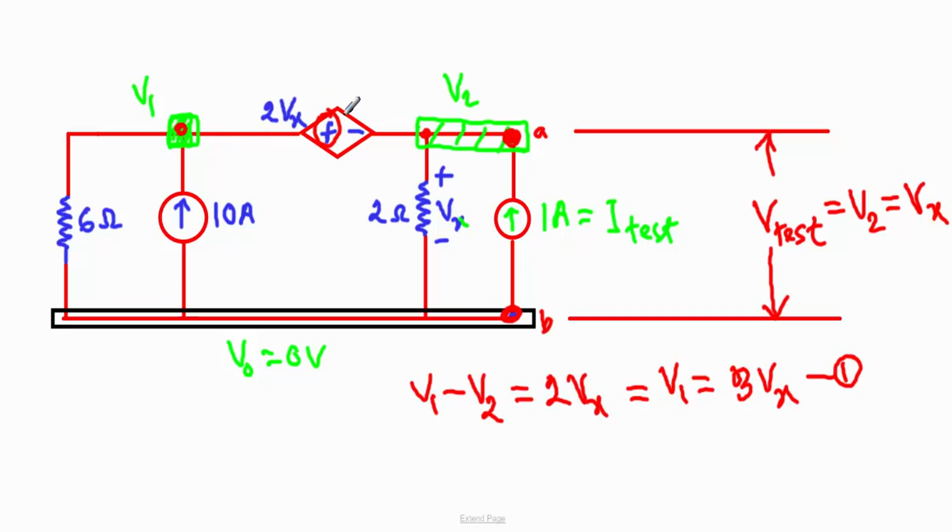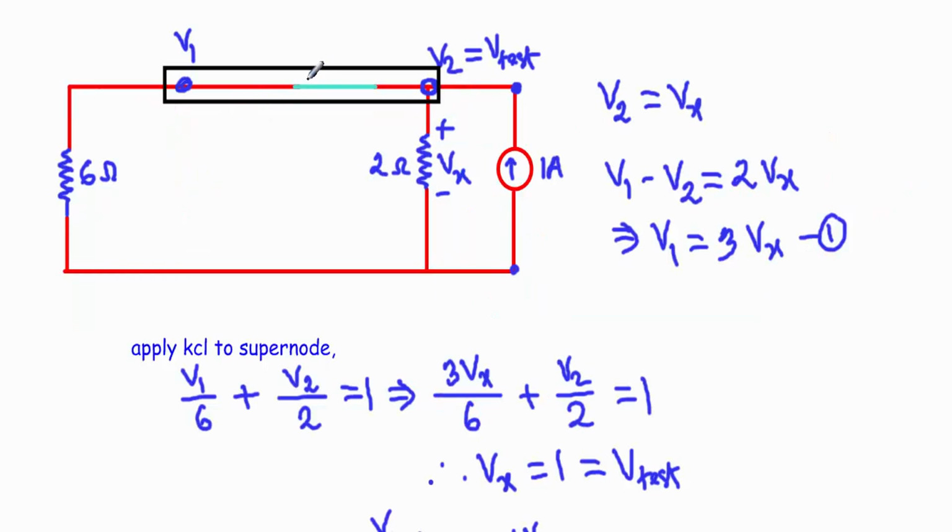After that, I will replace this voltage source with a short circuit to apply Kirchhoff's current law to the supernode. See, if I remove the voltage source and replace it with a short circuit, these two nodes will be merged, and this node will form our supernode. Now apply Kirchhoff's current law to this node. This current will be outgoing, this current will be also outgoing, only this test current will be incoming.